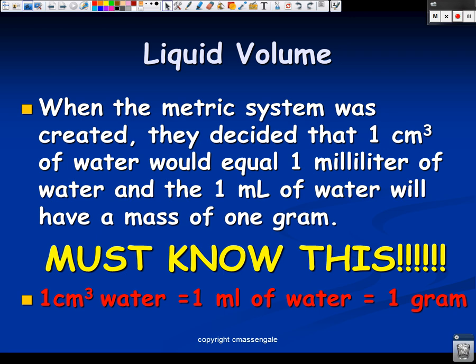What they did is they said, all right, let's make water our standard. And for their standard, when they first developed the measurements, they said, we're going to take 1 gram of water, and we're going to make it exactly 1 milliliter. And we're going to take 1 milliliter of water, and we're going to make it exactly 1 cubic centimeter.